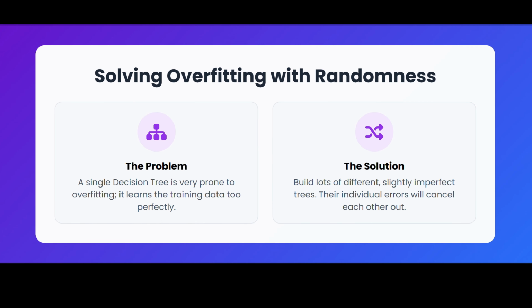The entire point of this is to solve the overfitting problem. A single decision tree has high variance. It can be unstable and will change dramatically if the data changes slightly. But when we average the predictions of hundreds of diverse trees, the individual errors and quirks of each tree get smoothed out, leading to a much more robust and accurate model.